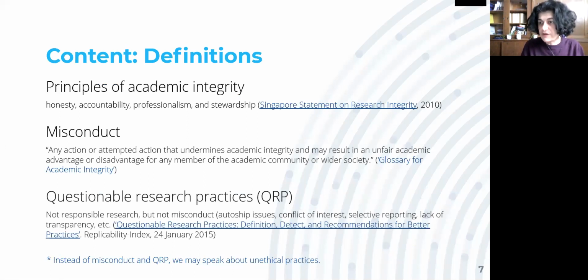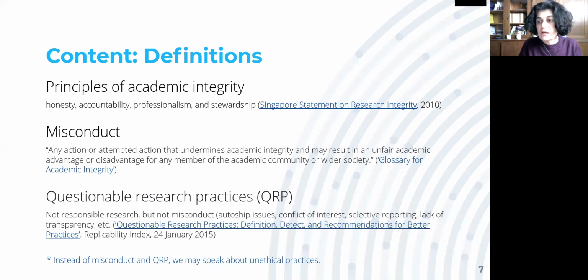After I define the general context, after I give a big picture, I provide some definitions very briefly, because these concepts will be explained during the training session, and I usually cite some documents. I define the principles of academic integrity. The central document in this area is the Singapore Statement on Research Integrity, released in 2010.